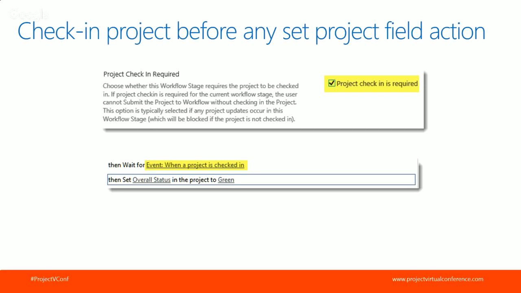What this does is when a project first moves into that stage, maybe my stage is completed, it will force check it in and allow the workflow to set a field right at the beginning of that stage. So that's a great technique if you want the field to be set right at the beginning of the stage. Use the check-in option, set the field. Alternatively, inside your workflow, you can wait for a check-in event. So just wait for the user to naturally check in the project, then you can set a field. So either option will work for you. Either put the wait in your workflow action or check the option in stage setup.